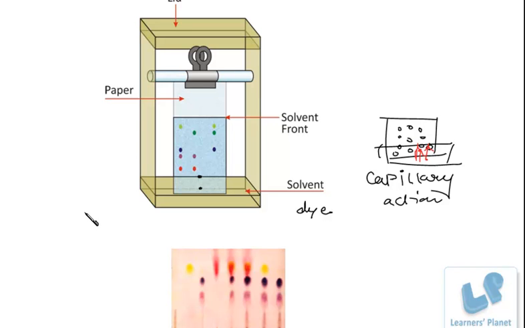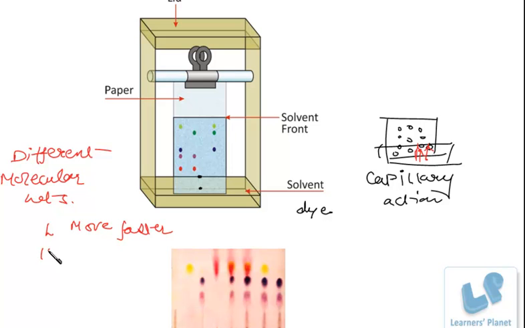Now, these molecules have got different mobility. Obviously, they have got different molecular weights. The one which is lighter will have faster mobility, or will move faster. The lighter will move faster, and the heavier will move slower. So the components present in the dye will move depending upon their molecular weights, and they move with water molecules.